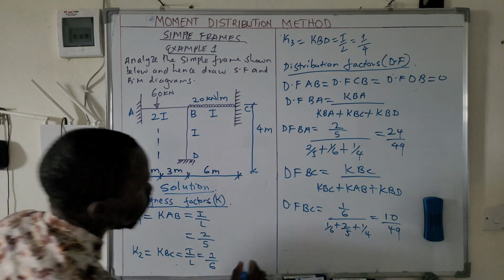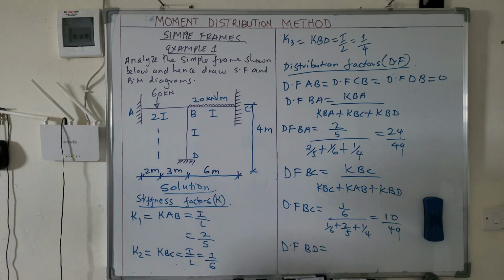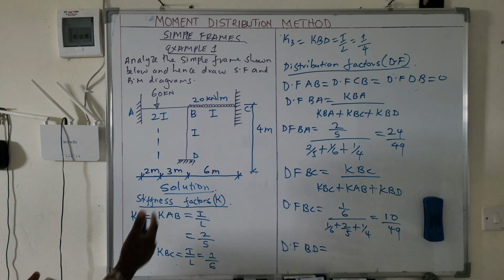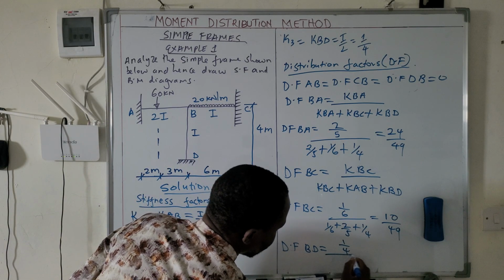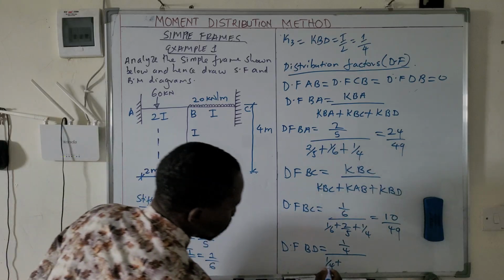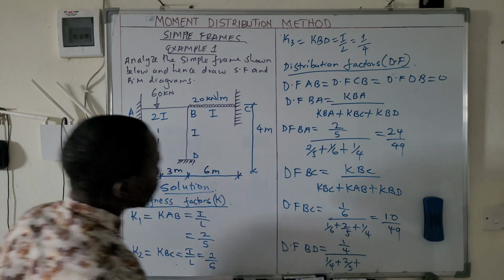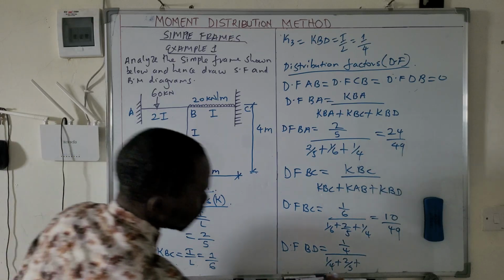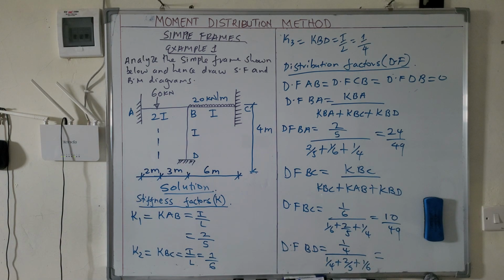We proceed to DF BD. So DF BD is equal to, now you know the formula, so it's equal to KBD, which is 1 over 4, over 1 over 4, plus KAB, which is 2 over 5, plus KBC, 1 over 6. So the answer is 15 over 49.